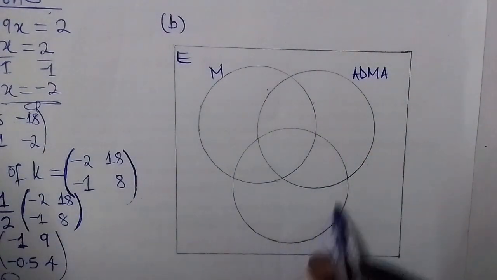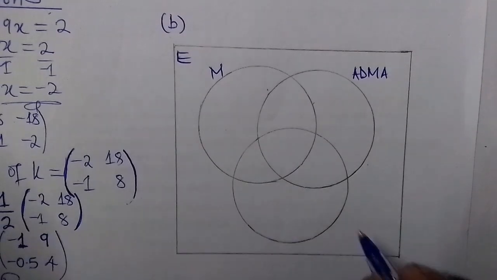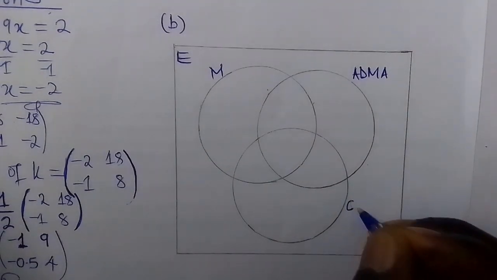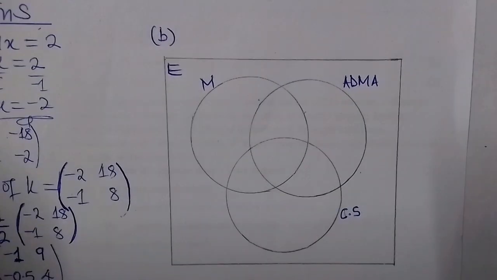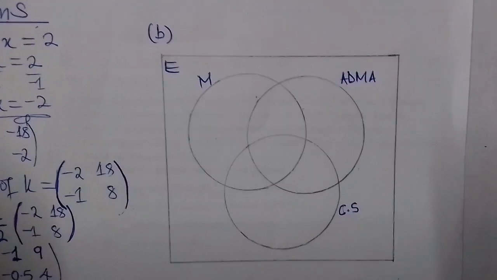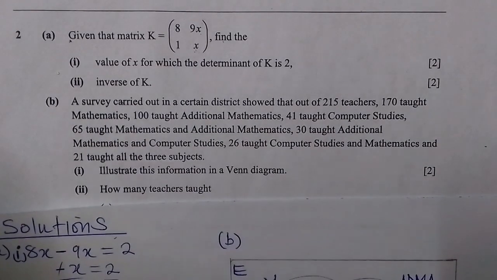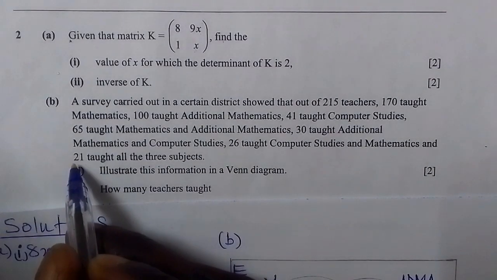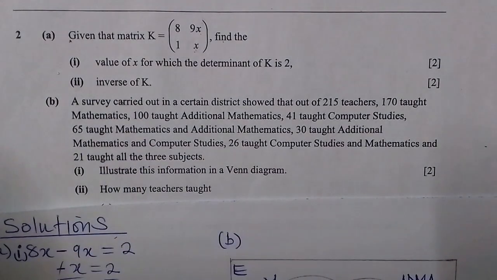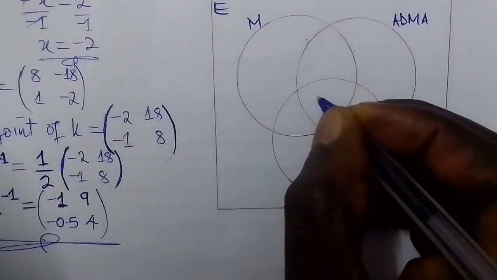Then this set here is going to show teachers who taught computer studies, which I'll denote as C.S. And then to fill up all the sections here, first of all, we start with the intersection of all the 3 sets. So if you look at the information here, it is given that 21 taught all the 3 subjects. So we start with the intersection of all the 3 sets. So here we put 21.